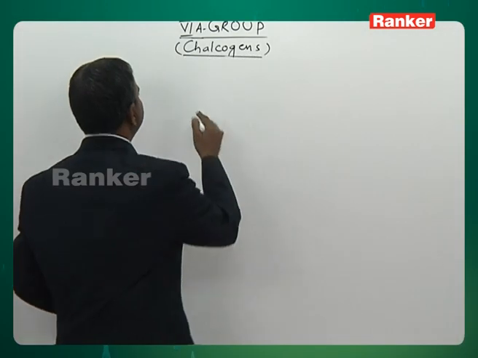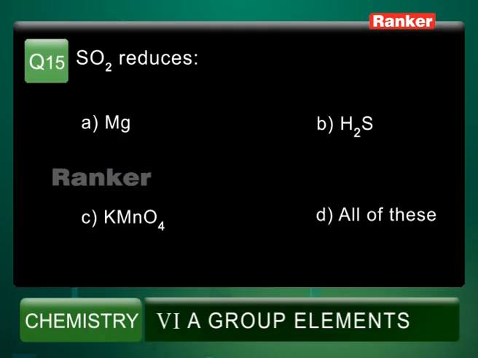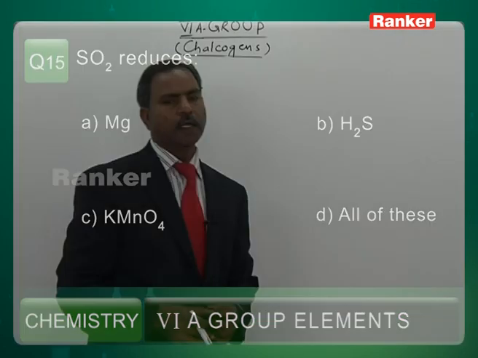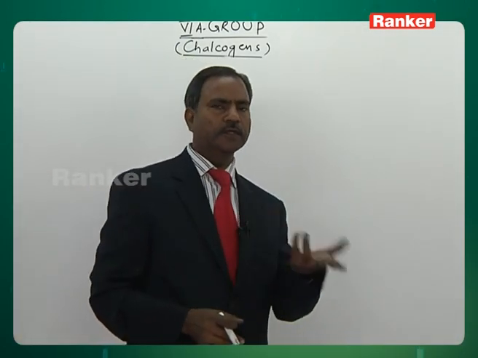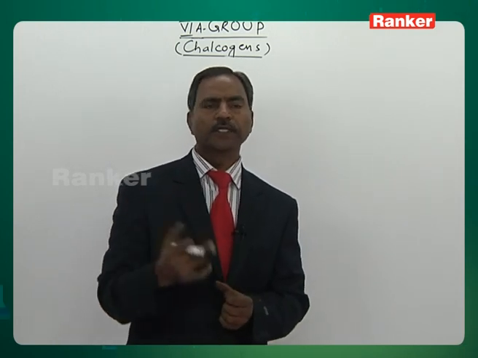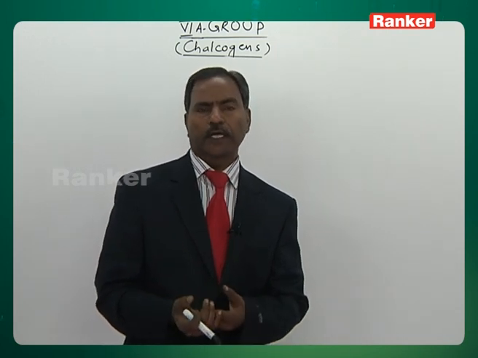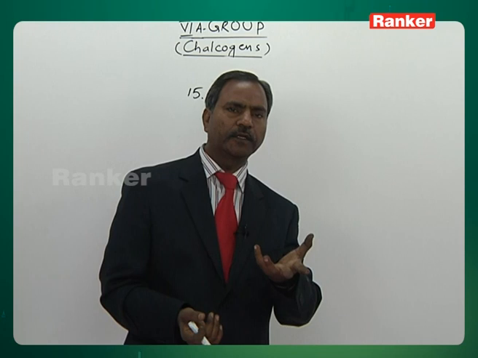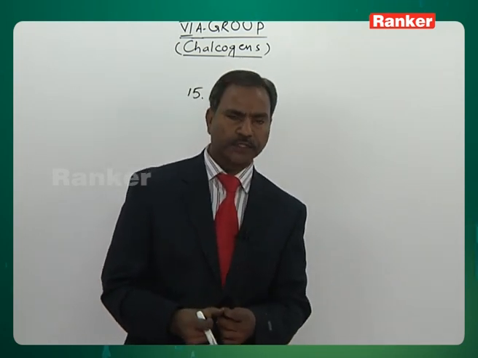Question number 15. SO2 reduces magnesium, H2S, KMnO4 and all of this. In this, SO2 is not reducing magnesium metal. Magnesium itself is actually a reducing agent. This SO2 has no choice of reducing magnesium metal. Coming to H2S, H2S is also a reducing agent. So SO2 cannot easily reduce H2S.